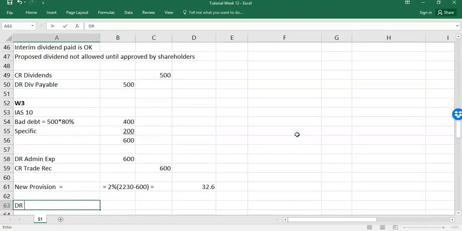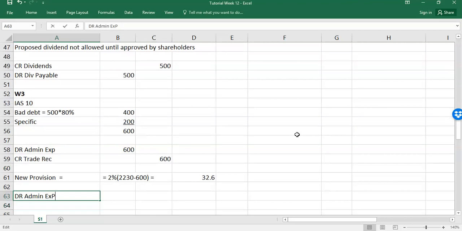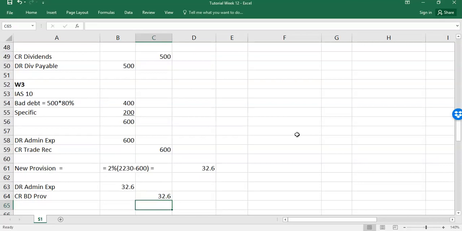So that will be debit admin expenses. You don't credit trade receivables. It's actually a separate line item, although they are netted off for presentation purposes. Credit bad debt provision. So 32.6, 32.6. But again, you're getting the marks as you go along, but a lot of that is AF1 level. So the basics of bad debt provisions will be examined again, likes of accruals and prepayments as well.